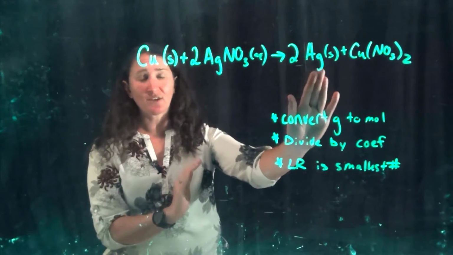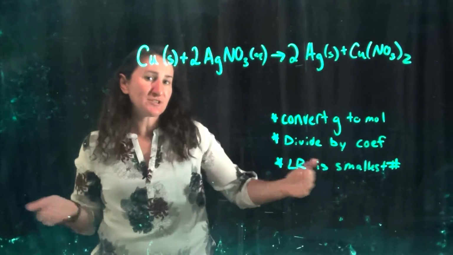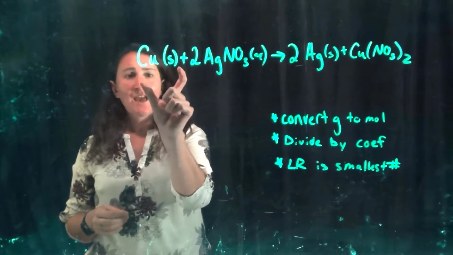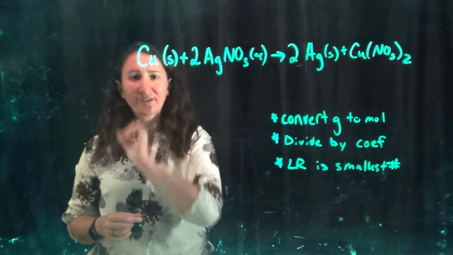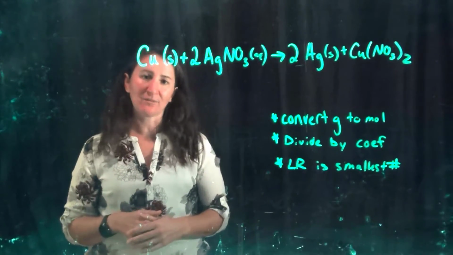Maybe your product that you're concerned about is silver. You want to create pure silver. So how much pure silver are you going to create? That's a limiting reagent problem. If you only have one reactant and an excess amount of the other reagent, then it's not a limiting reagent problem.